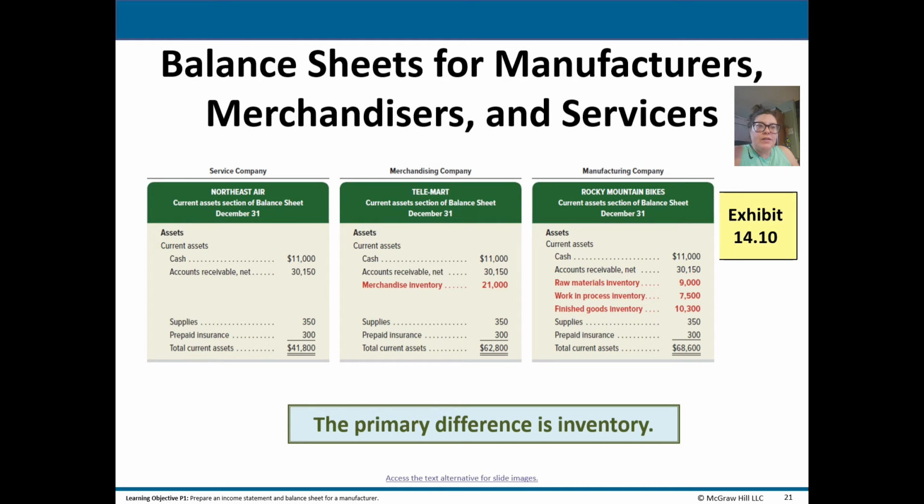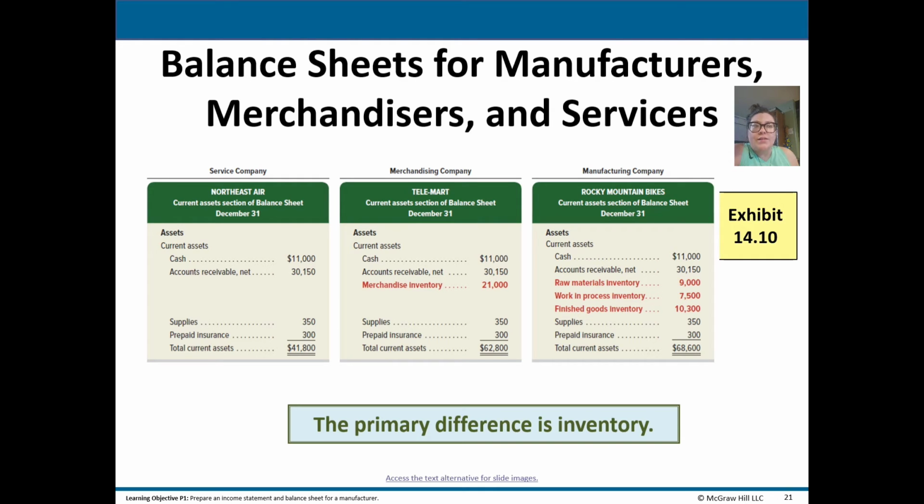The primary difference in the balance sheet of a merchandiser versus a manufacturer is the inventory. So a merchandiser usually is just going to have one inventory category, and that's going to be called merchandise inventory. So that's the kind of company that buys it, holds it, and sells it. Whereas a manufacturer, they're going to have 3 categories, like we just talked about: raw materials, work in process, and finished goods.